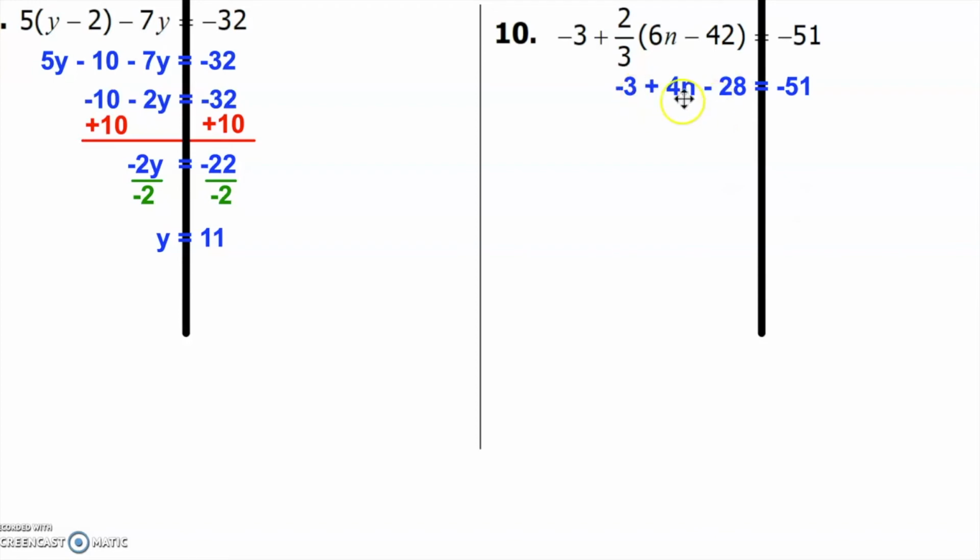Now I notice I can combine a negative 3 and a negative 28. So I have 4n minus 31 equals negative 51. Then I can undo those operations with adding 31 and then dividing by 4 to get n equals negative 5.